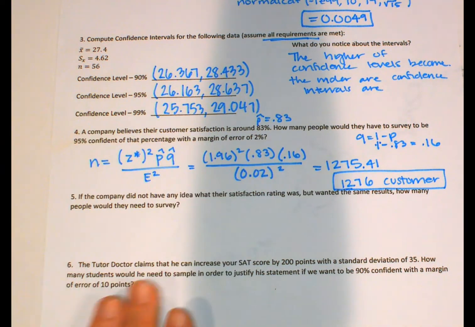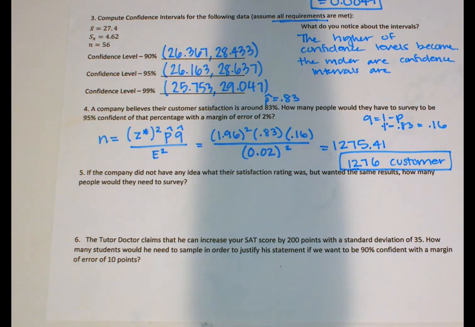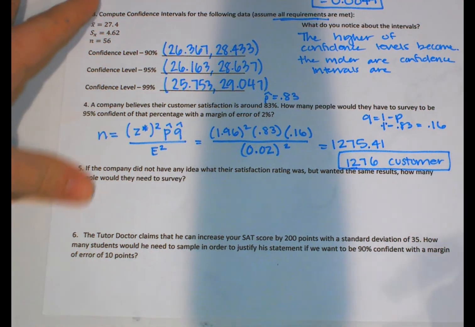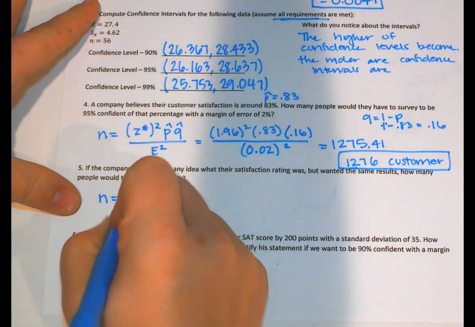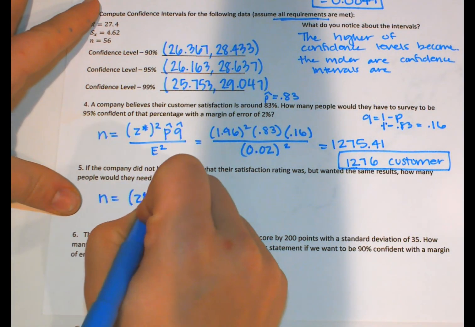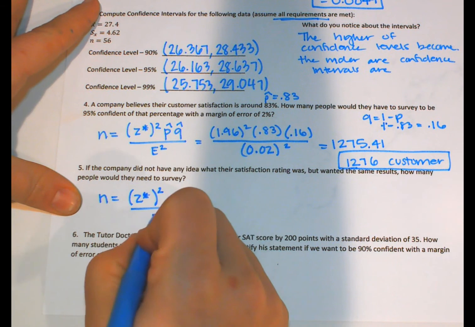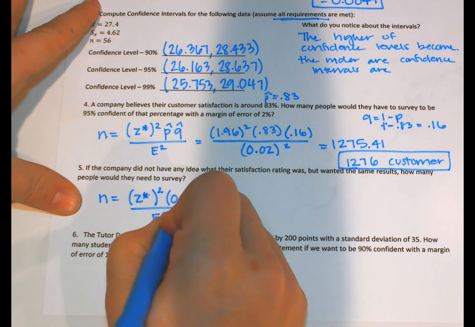Number 5 says: if a company did not have any idea what their satisfaction rating was, but wanted the same results, how many people would they need to survey? So this is when our point estimate is unknown. The only thing that changes in our equation is we can't use P and we can't use Q. In place of that, they ask us to use 0.25.